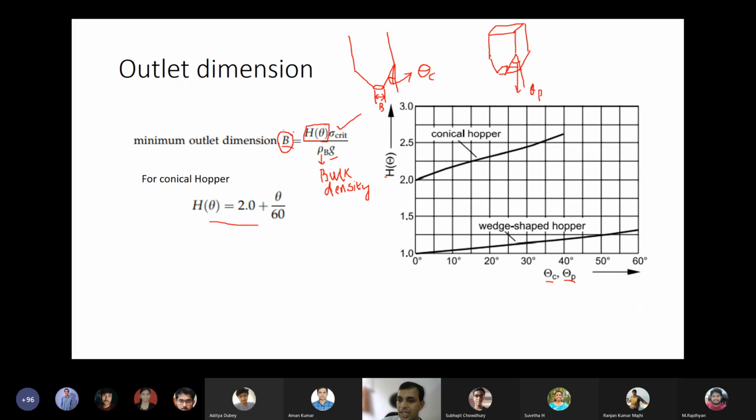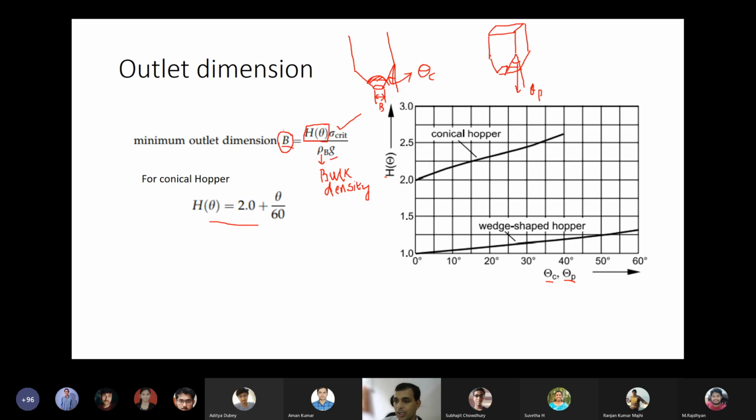If the diameter is lower than B, then definitely this arch formation will take place, which obstructs the flow of particles. Okay.